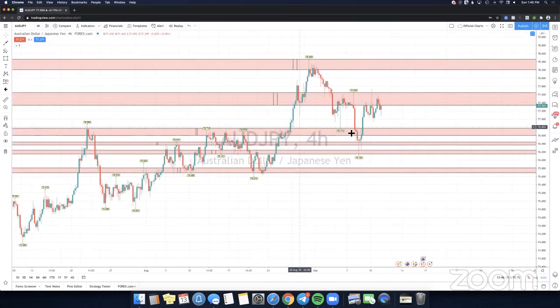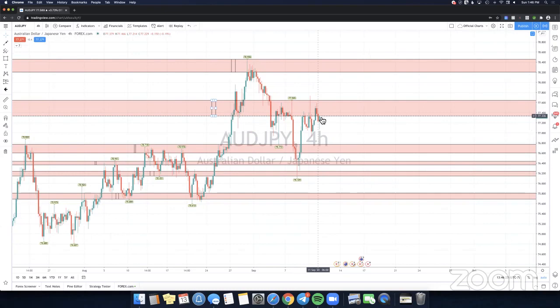So looking at AUD JPY right here, the closest top structure is going to be 77.34. I'm going to round it up. And the lower structure is going to be 76.77. So those are the two structures right there. Pretty simple.